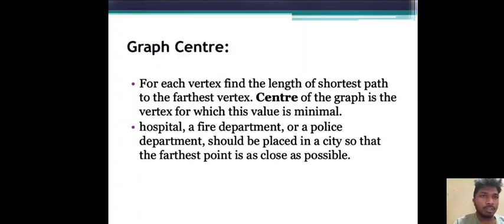Graph center. For each vertex, find the length of the shortest path to the farthest vertex. The center of the graph is a vertex for which this value is minimal. A hospital, a fire department or a police department should be placed in a city so that the farthest point is as close as possible.